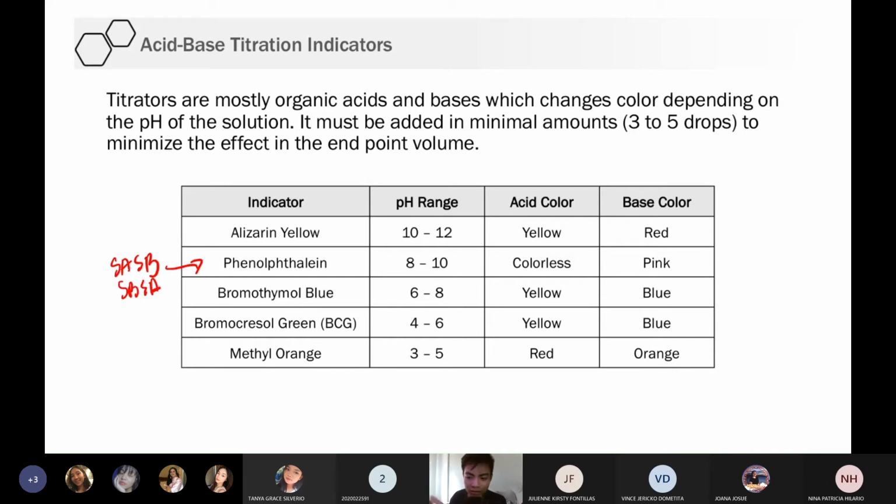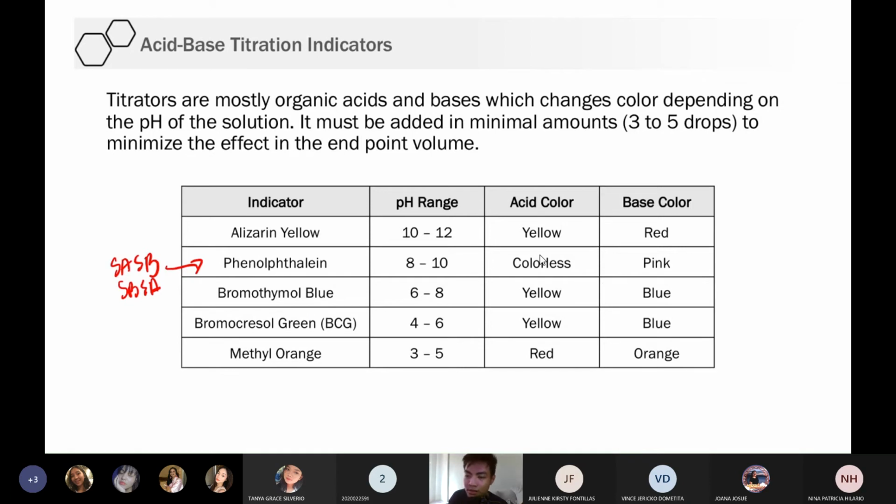Kunwari, nag-quiz tayo, multiple choice, sabihin, ano yung pH ng solution? Tapos biglang sinabi niya yung indicator, alam mo na. Hanapin mo na lang kung ano yung pH range ng indicator. Yun na yung sagot. Pero kung exact number yung hinahanap, edi solve mo yan. Okay? Pero makakatulong tong indicator to tell you kung asang pH matatapos yung titration. And ito yung color change niya.